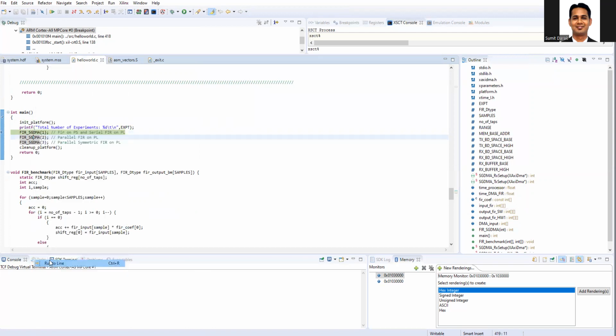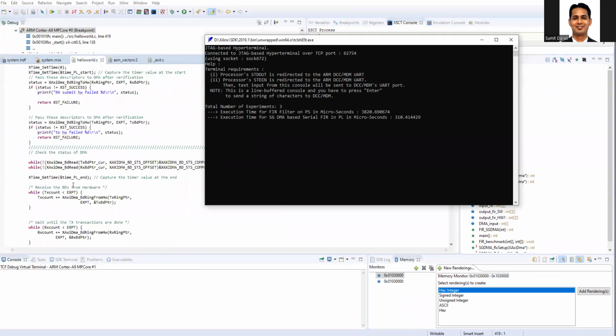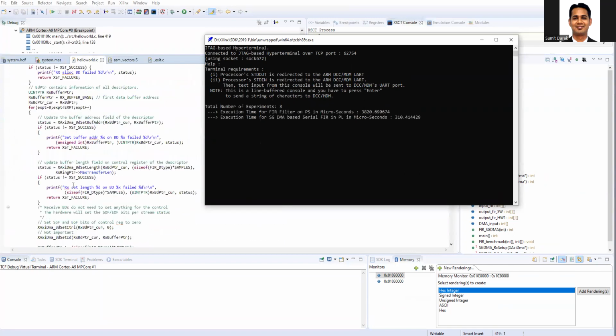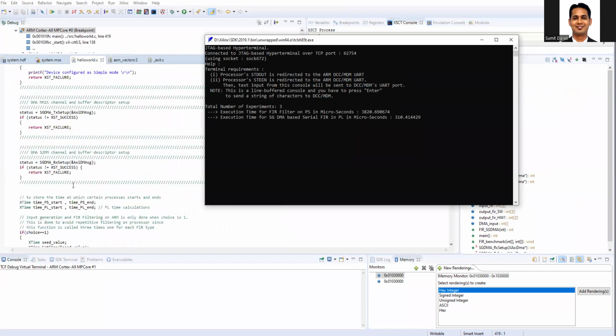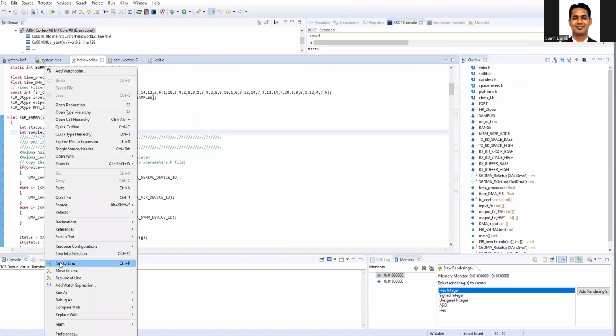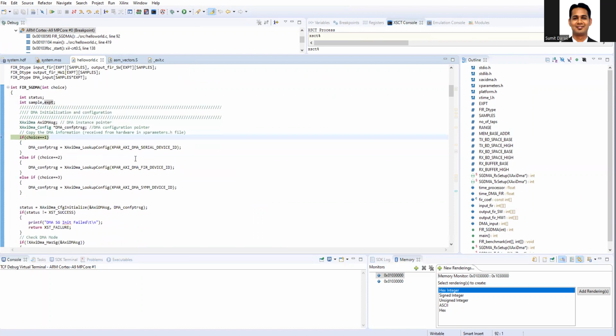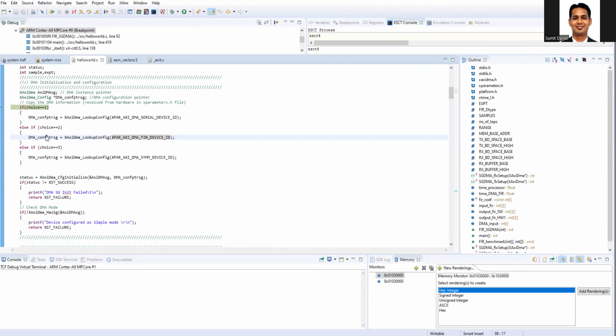If I run this now, you can see that I got the time for the serial FIR IP. Then when I call the function again, I'll run to this line. Now the choice is 2. So it will configure the DMA which is connected to the parallel FIR filter. You can see that the code will come here.